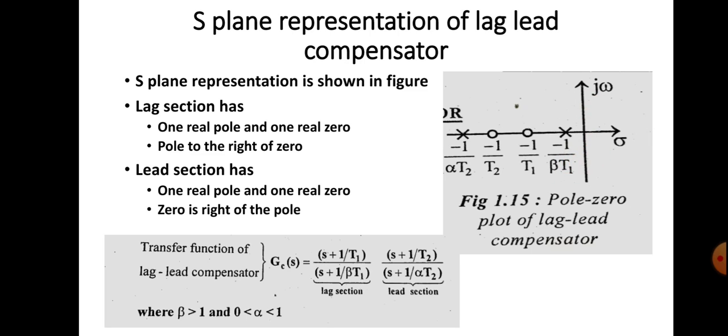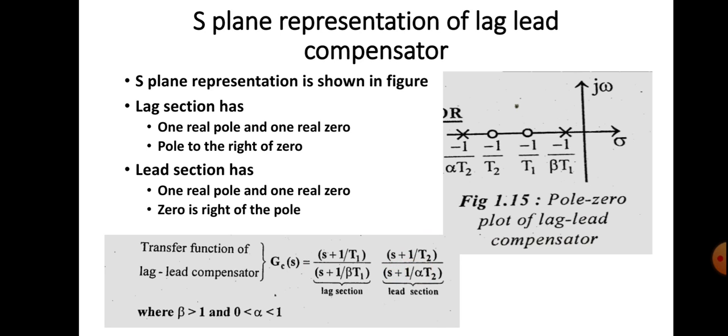Next we can go to the transfer function of the lag lead compensator. It is represented by Gc of S, and it is a product of the transfer functions of the lag compensator section and the lead compensator section. Its equation is (S plus 1 by T1) divided by (S plus 1 by beta T1), which represents the lag section, multiplied by (S plus 1 by T2) divided by (S plus 1 by alpha T2). This represents the lead section, and here beta is greater than 1 and alpha is between 0 and 1.